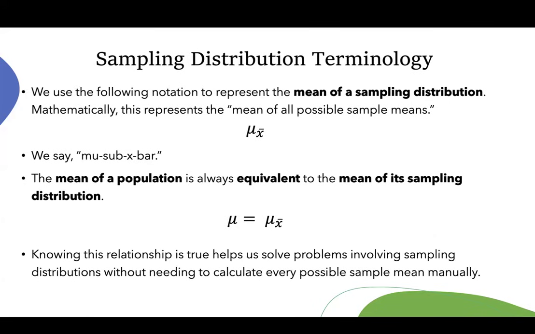Okay, keeping that in mind, we're going to be able to solve problems involving sampling distributions. Instead of having to go to the calculator and run one var stats on all of the data that we have, we can use this relationship and know that the mean of the sampling distribution is the same as the mean of the population.